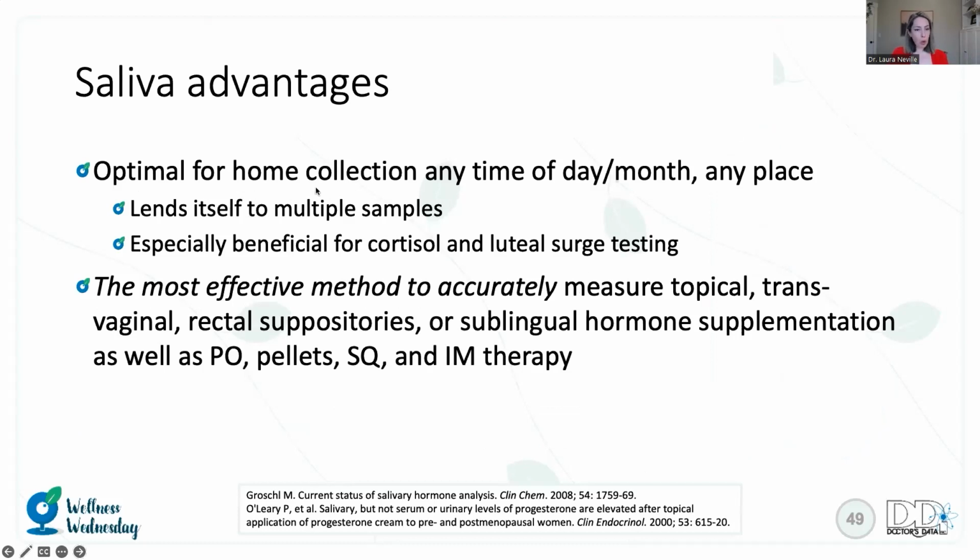It's optimal for home collection any day of the month, any time of day, any place. You can do multiple samples, especially when you're looking for diurnal cortisol levels and luteal surge testing, much like urine. It's just nice for patients in that way. And it is the most effective method to accurately, I will argue that, accurately measure topical, transvaginal, rectal, sublingual, any type of hormone replacement. Some providers will say, well, I track it in other things and I do just fine.